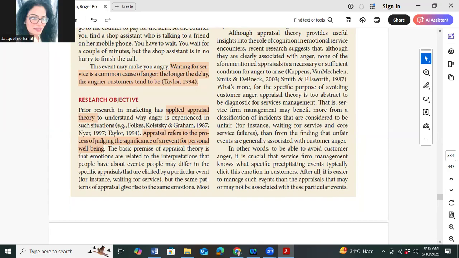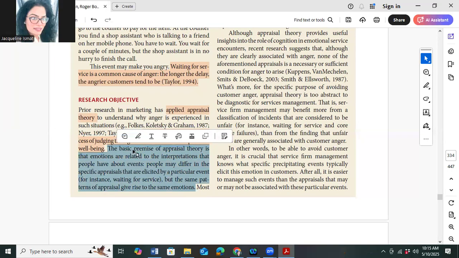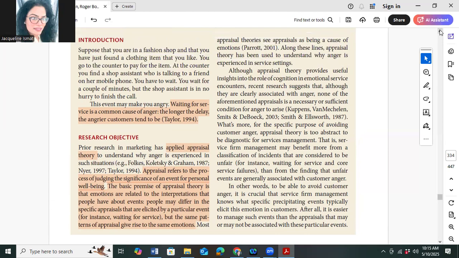But the same patterns of appraisal give rise to the same emotions. So this is a bit about the theory. Theory support करती है, ठीक है, कि जैसे events होते हैं, ऐसे भी emotion भी होती है.